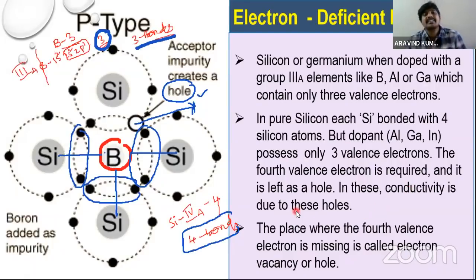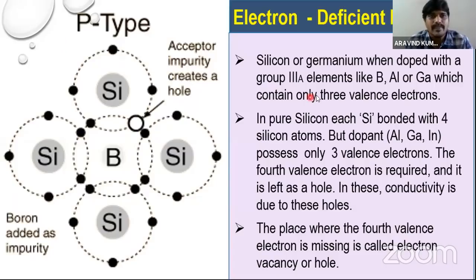In this, conductivity is due to the holes. The place where the fourth valence electron is missing is called electron vacancy or hole. So children, p-type semiconductors are formed when silicon, germanium are doped with third group elements such as boron, aluminium, gallium, and holes are formed in the p-type semiconductors. Which are formed in the p-type semiconductors? Holes. Hole is absence of electrons. Let me clear this, children.